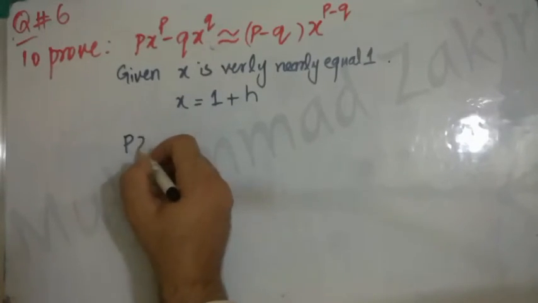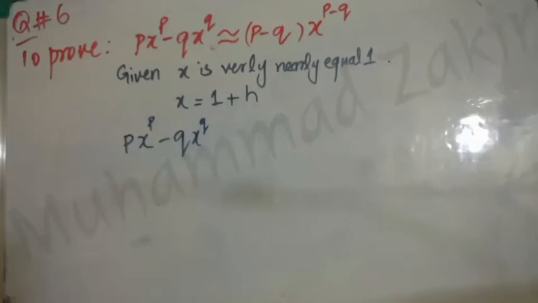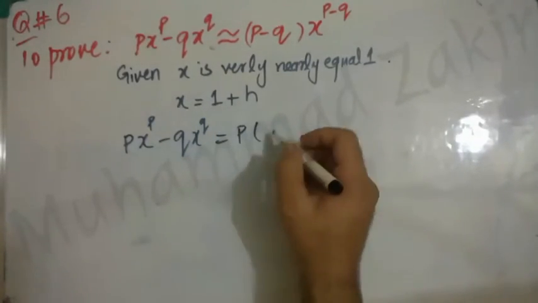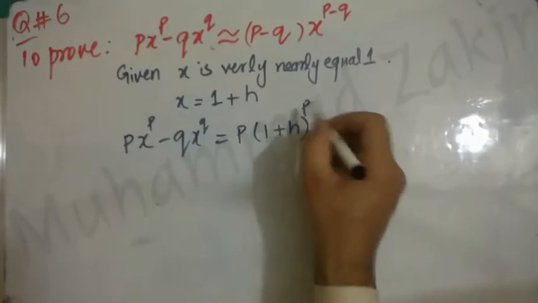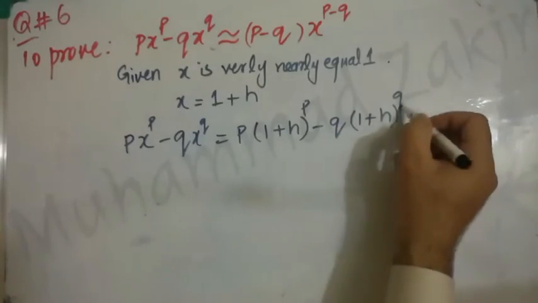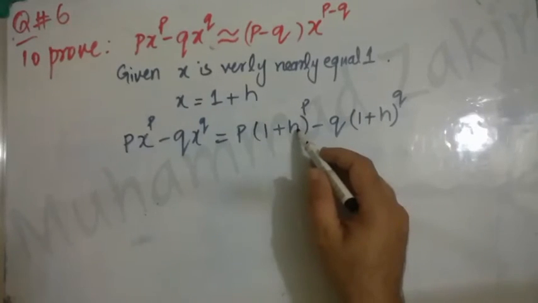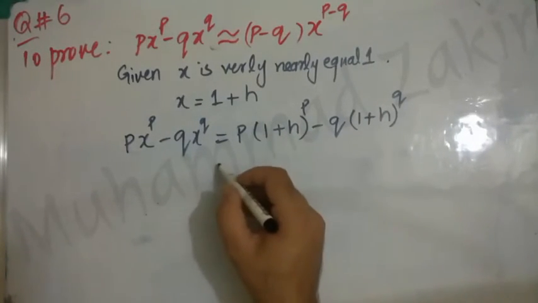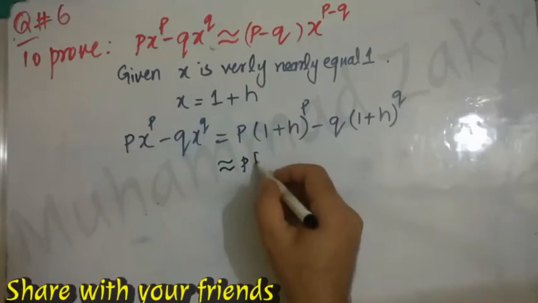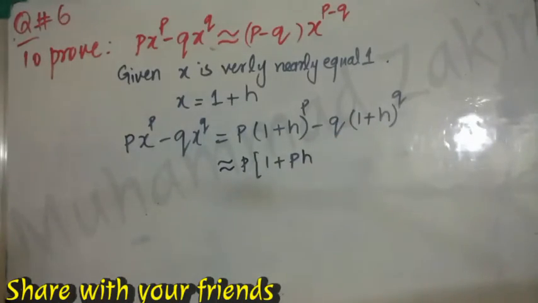We begin with px^p minus qx^q. Right. Value of x is 1 plus h power p. Value of x is 1 plus h power q. Now we will expand it. And when we expand, we will neglect h square and higher powers. So that makes the approximation sign appear here. 1 plus nx is according to the formula. 1 plus nx we write.